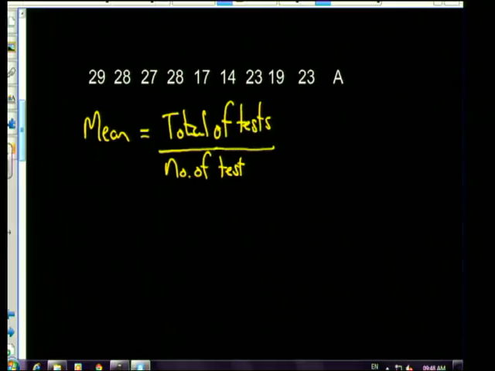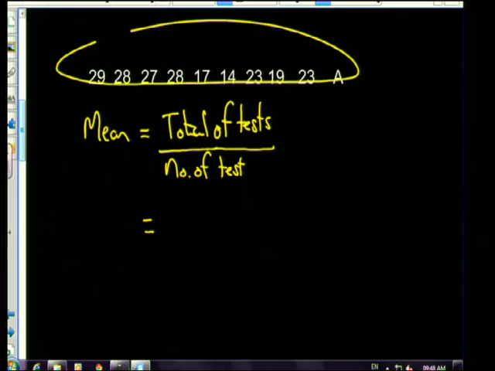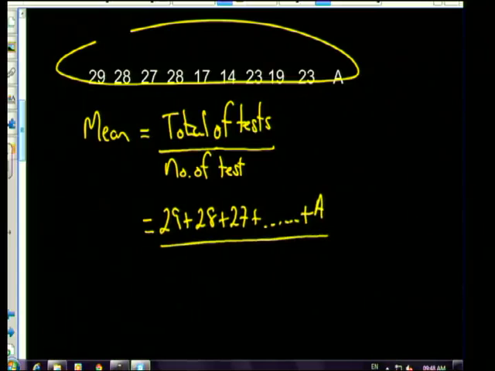Now, do I know what the total of the tests is? Do I know what the mean is? Do I know the number of tests? Well, let's have a look at it. My total of the tests is going to be all these figures over here. So it's going to be 29 plus 28 plus 27 plus everything else plus A, all over the number of tests. How many tests were there? 1, 2, 3, 4, 5, 6, 7, 8, 9, 10. There were 10 tests. Remember, the missing test is still one of those tests.